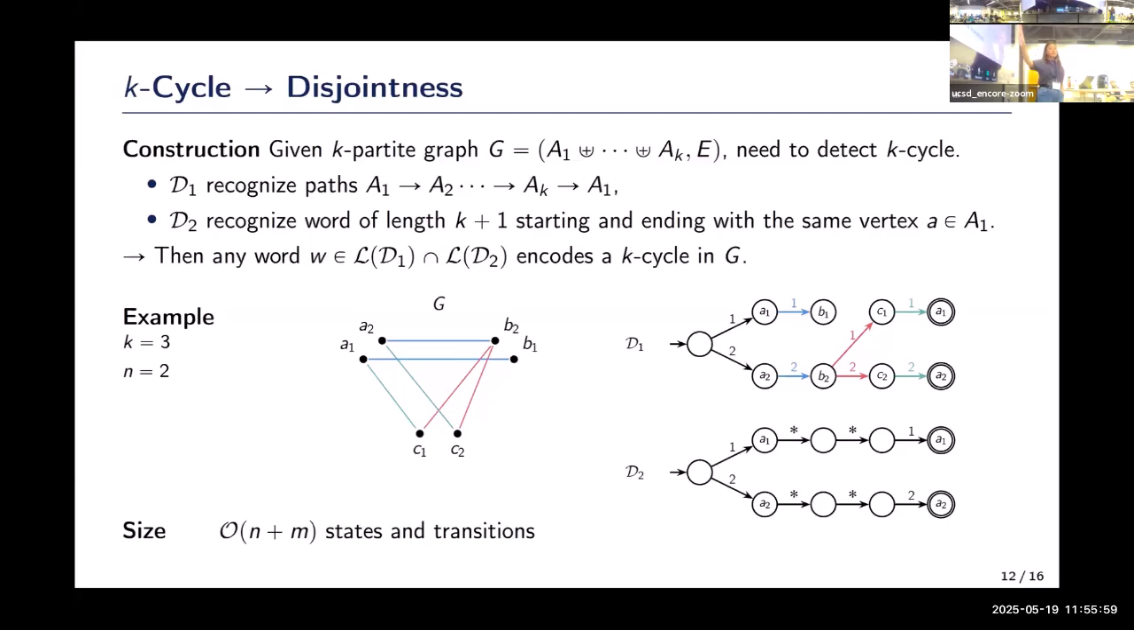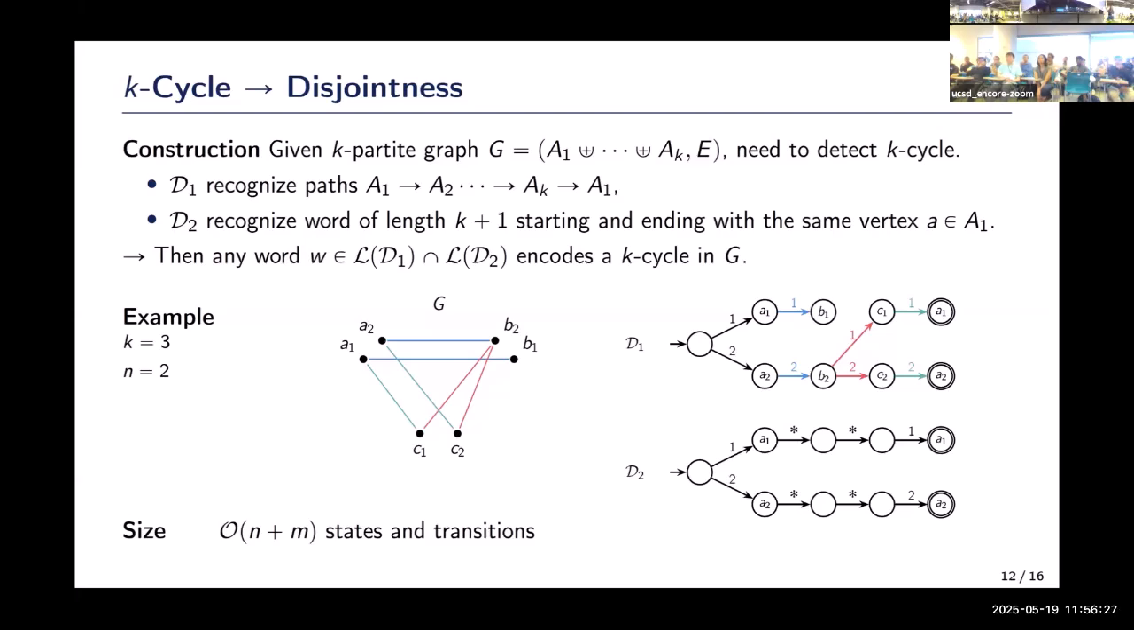Well, and then this construction, okay, first maybe, I hope it's clear that if I have a word that's accepted by both, then I have a K cycle. If it's accepted here, I have a K path. If it's accepted here, I have something that would also be a cycle. First and last is the same. So together they witness that I have a K cycle in the original graph. And here I just copied the graph, right? So I only have a linear number of states and transitions.